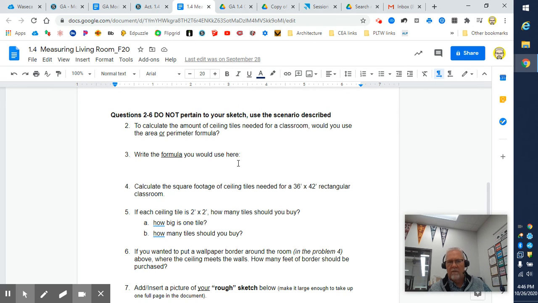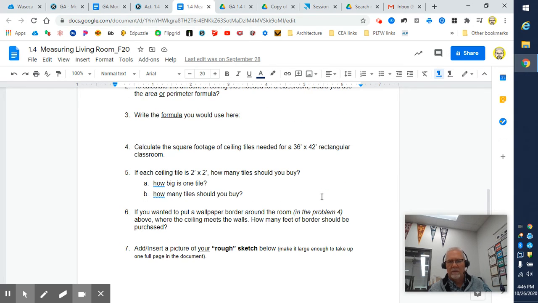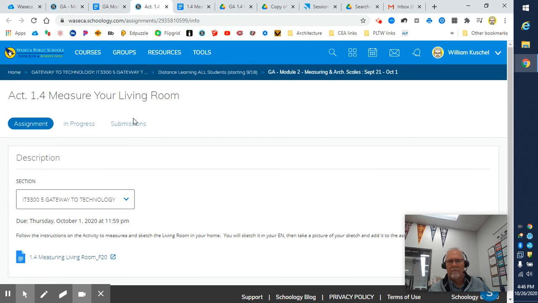Perimeter, area, what formula do you use? Calculate the square footage of a room. You're going to see something just about like this. Figure how big a room is. How big is one tile? And if you think about what we did here, we took one tile, thinking of the ceiling tiles that I have in our classroom, they're 2 foot by 2 foot. So one tile is 4 square feet. How many 4 square foot tiles fit into this room? So review your problems, and your answers on that one would be very, very helpful.